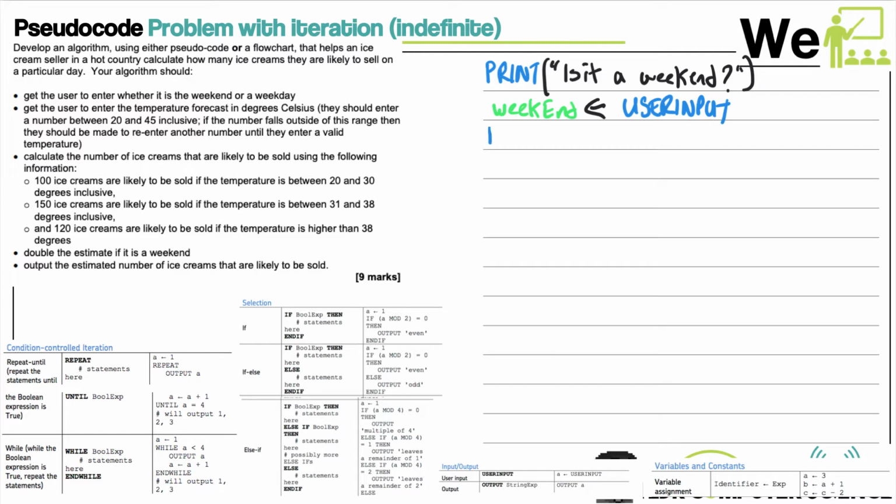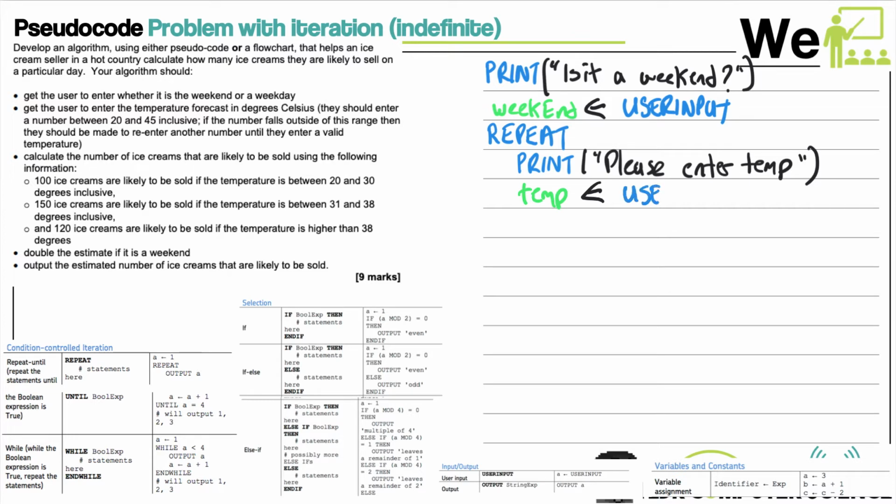So we can say repeat, and then we'll get them to enter a temperature. So I'm going to ask the question to print a temperature. I'm anxious of running out of space, but it would be better if it said between 20 and 45. So please enter temperature between 20 and 45. And then we'll say temp, again, user input as before. So we're going to get the person to enter it in here.